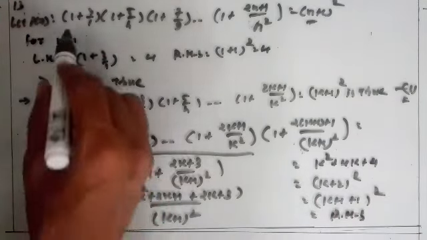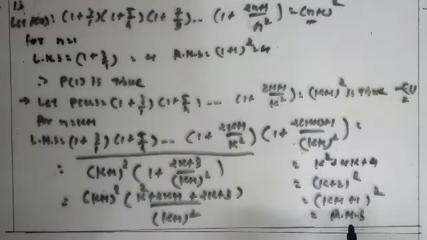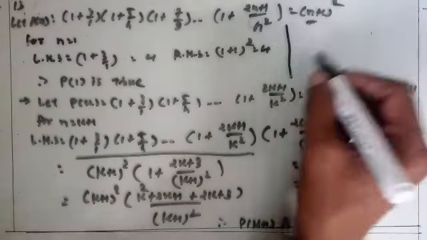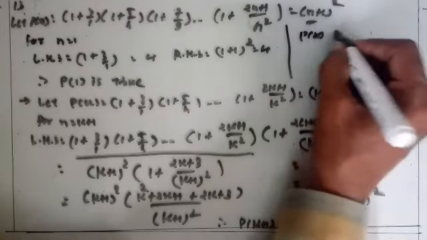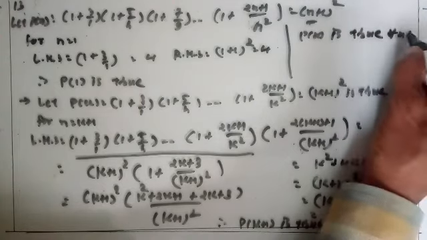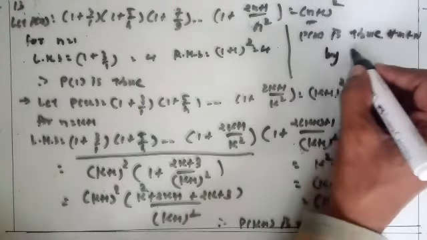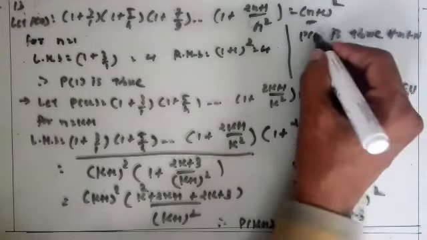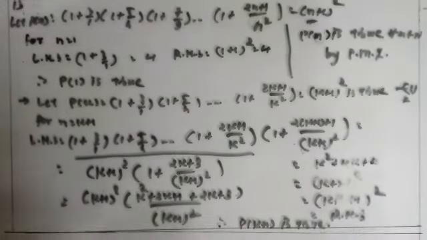Therefore left hand side is equal to right hand side, true for n = k + 1. That is, P(k+1) is true. Clear? So by the principle of mathematical induction, Pn is true for all n belonging to N by PMI. In short we write this. This is Pn. Remember this.